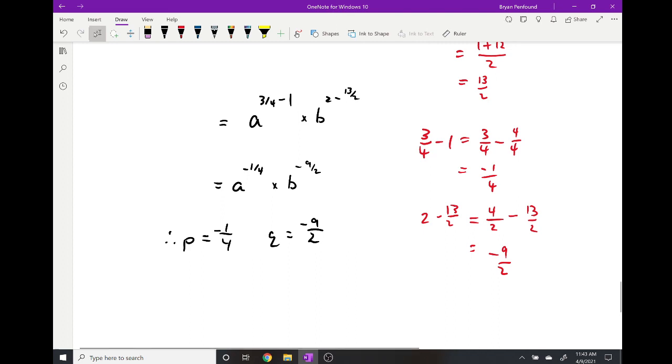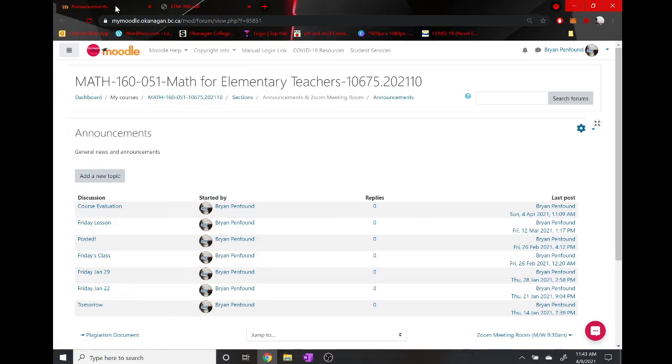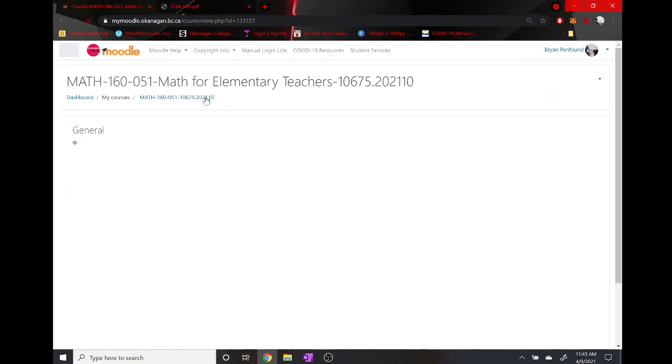So next week on Monday, we're going to be working again with some more fractions, so we're going to be doing some fractional word problems and looking at how we can model those particular word problems.